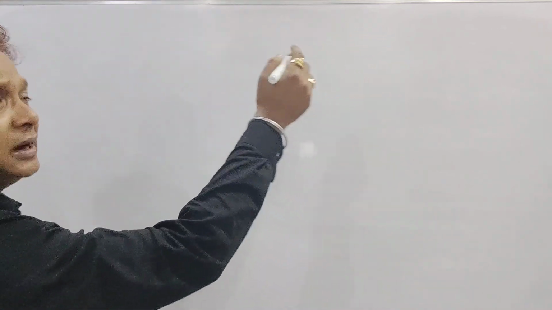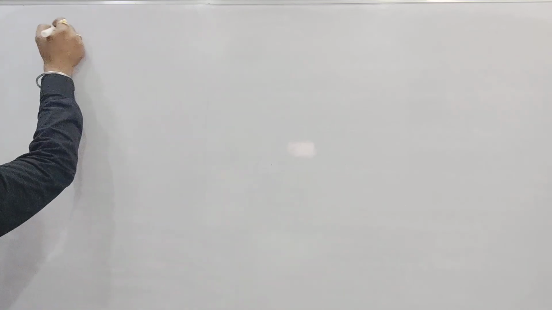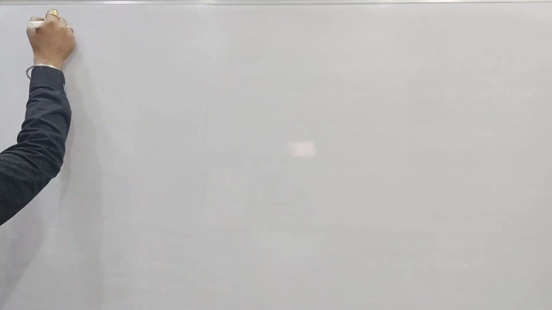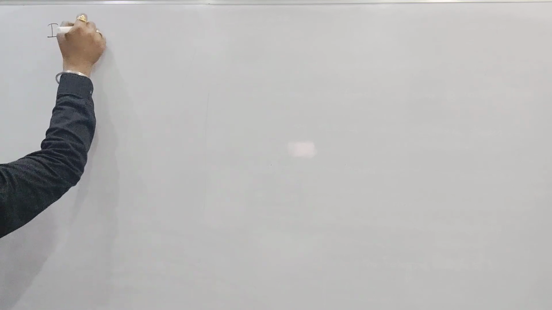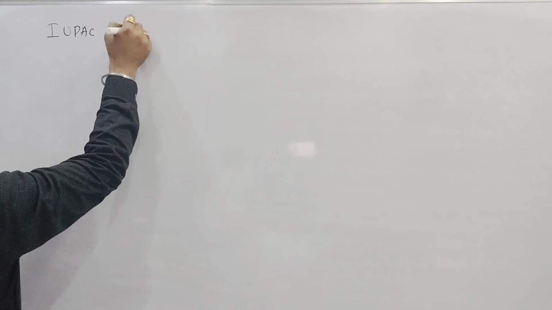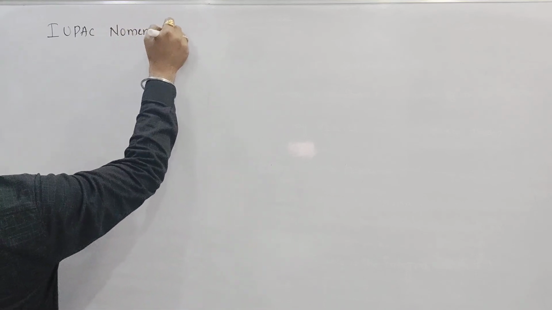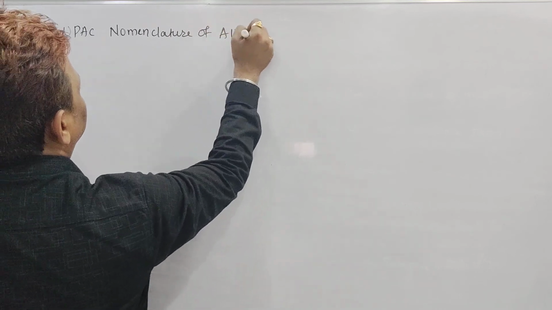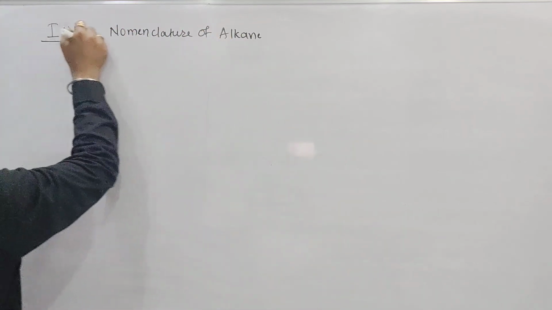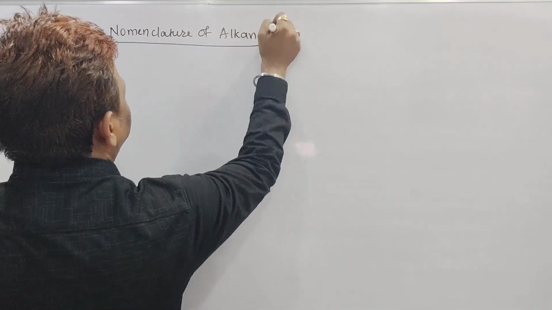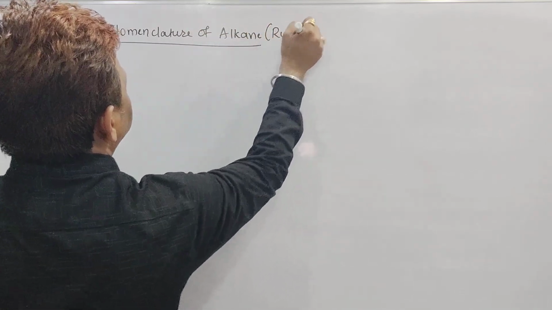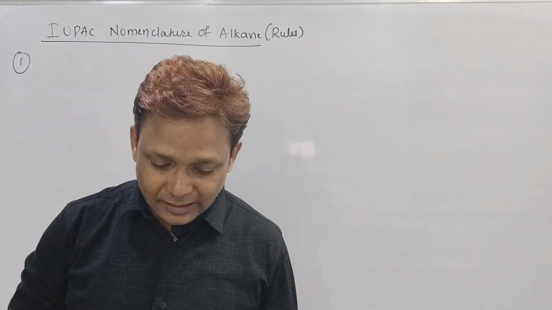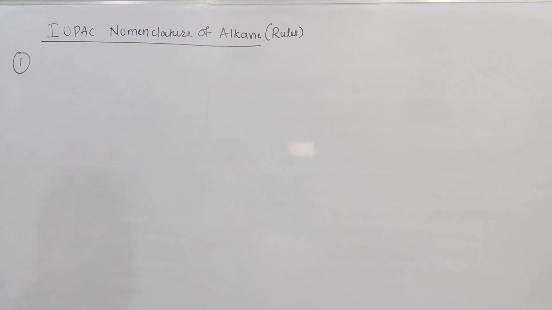So the part I am going to discuss is the IUPAC nomenclature of alkane. For writing the IUPAC nomenclature of alkane, we follow the following rules. Please note them down. I will discuss one rule and give an example for it. Do it first.